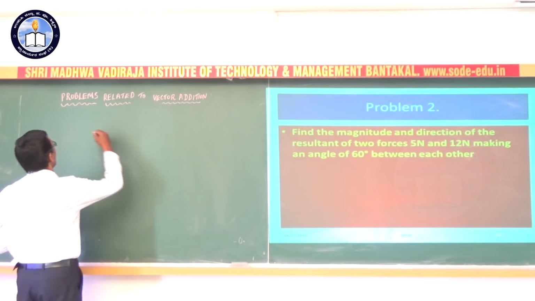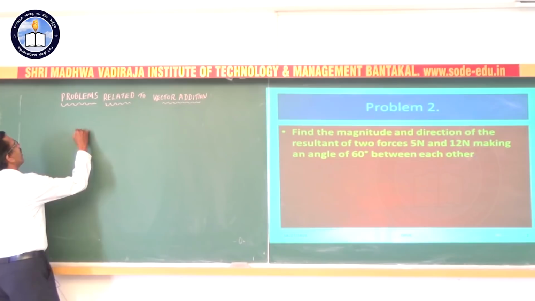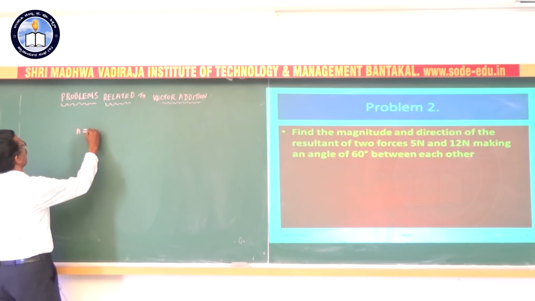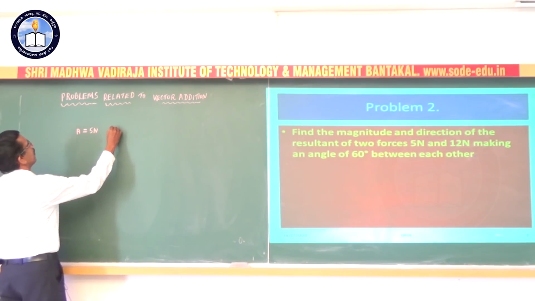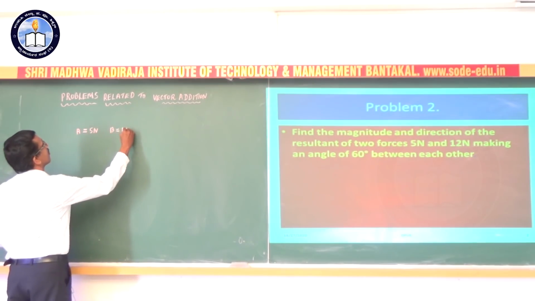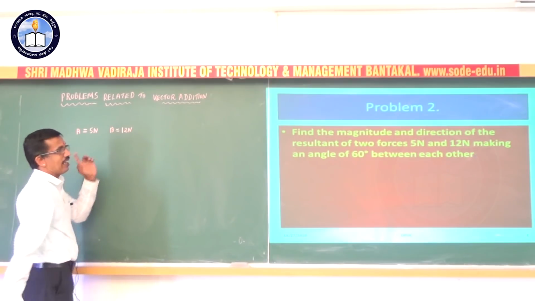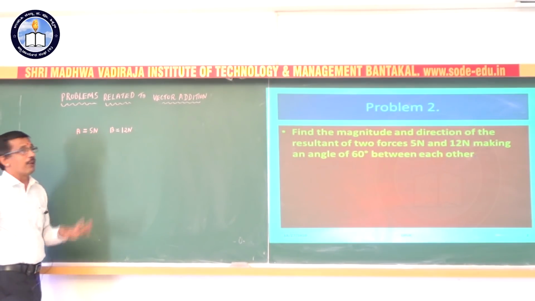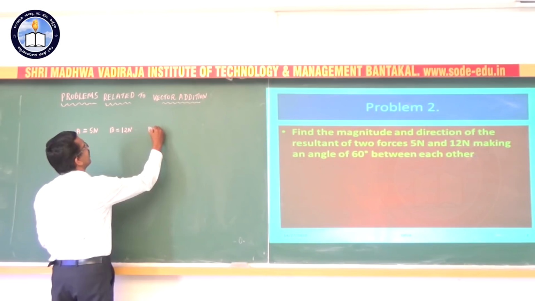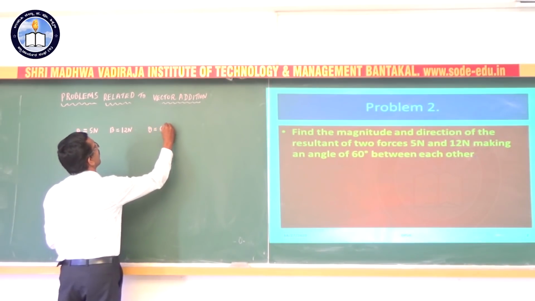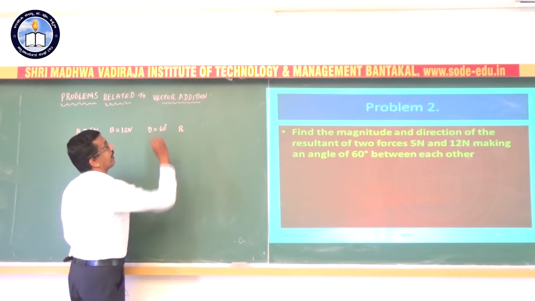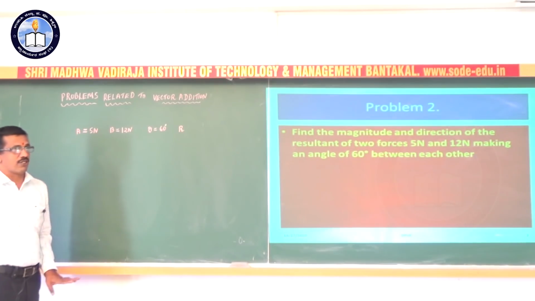That means given first force, say A, is 5 Newton. B is 12 Newton. Theta they given 60 degree. They want resultant of two forces.